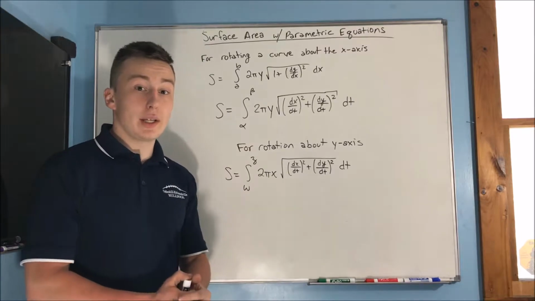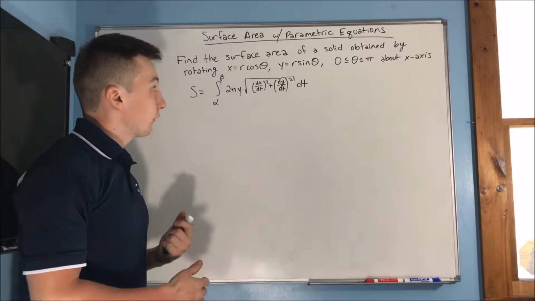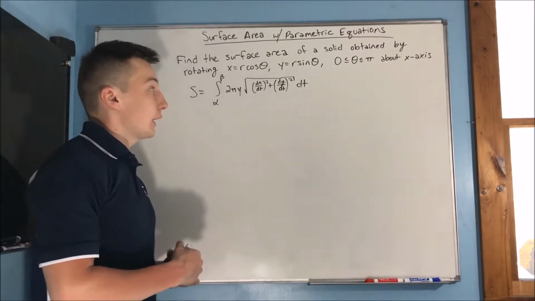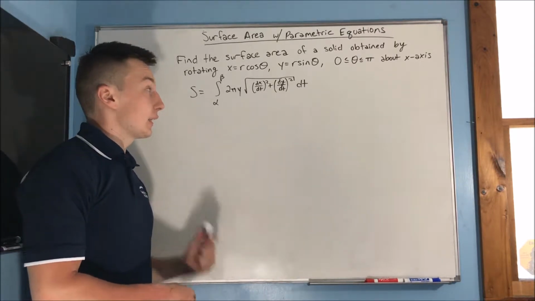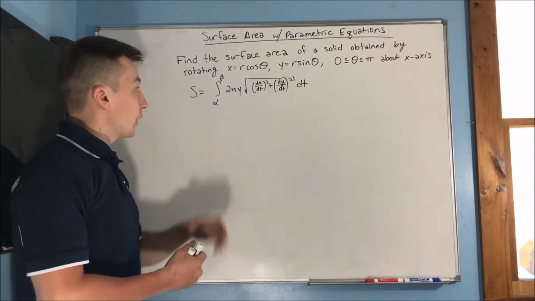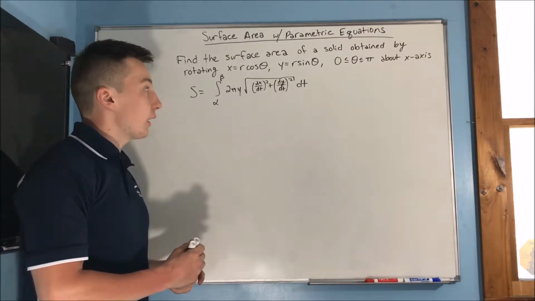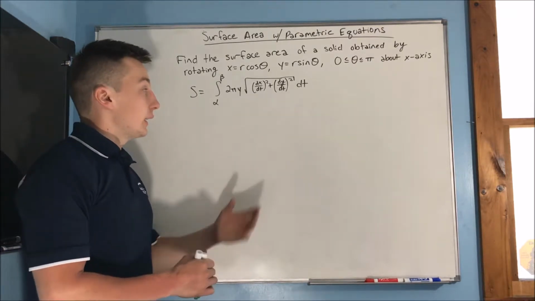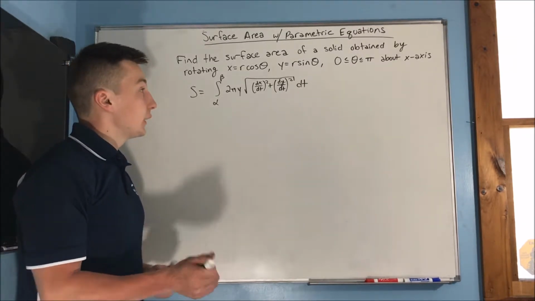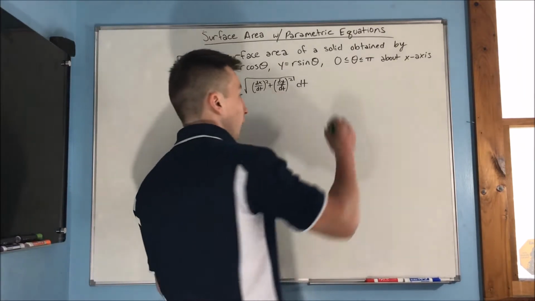All right, so let's do a quick example. We have our problem up on the board here. Find the surface area of a solid obtained by rotating x equals r cosine theta, y equals r sine theta from 0 to pi about the x-axis. Our surface area equation for when we rotate about the x-axis is the integral from alpha to beta of 2 pi y times the square root of dx dt squared plus dy dt squared dt. Now just find dx dt, find dy dt, and you already know your bounds, so you can just plug in and figure it out.